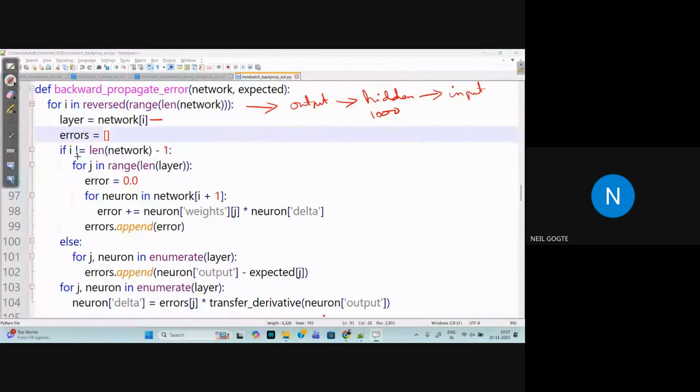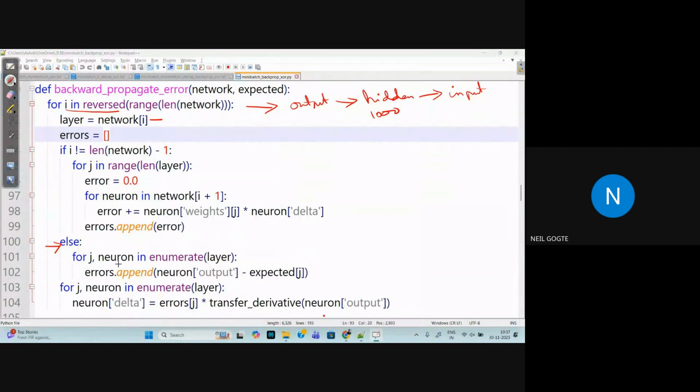So if i not equal to length of network minus 1, no, don't look at this first, because i is not equal to length network minus 1. We are starting with the last layer, so we will always start with the else first, because it's starting in the reverse order, and i will be initially equal to the length of network minus 1, because it is starting from reversed range length of network. So it will start from the last value minus 1. That's how Python works. So we will come here, else.